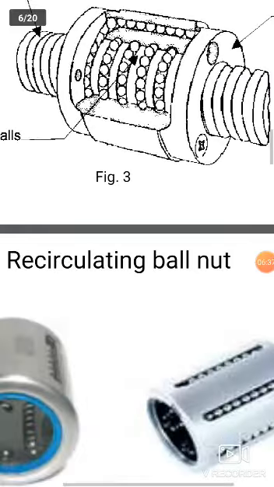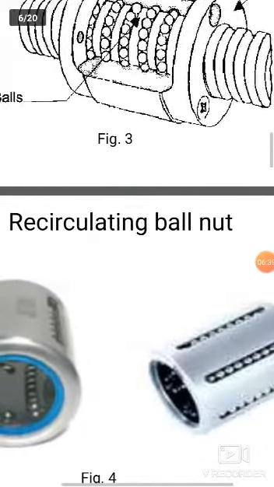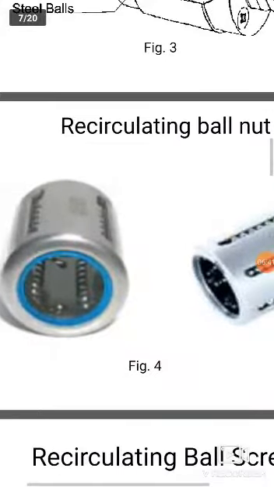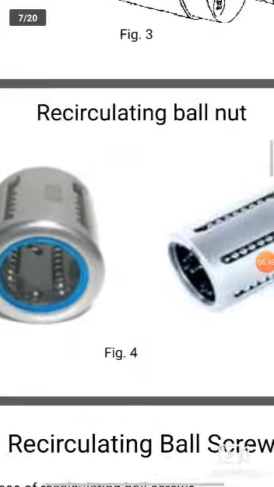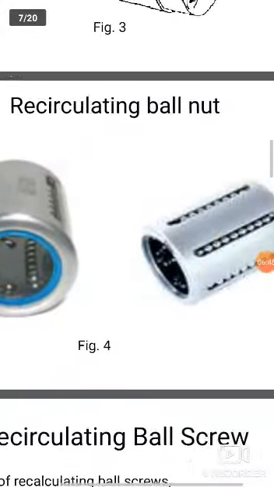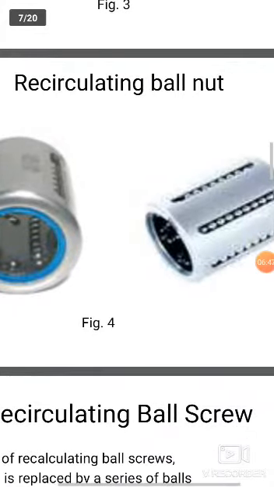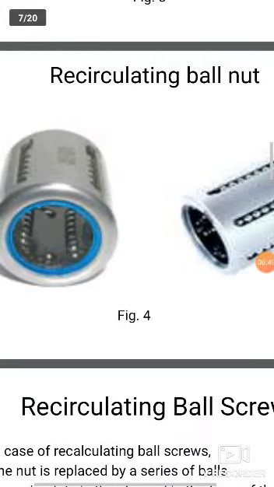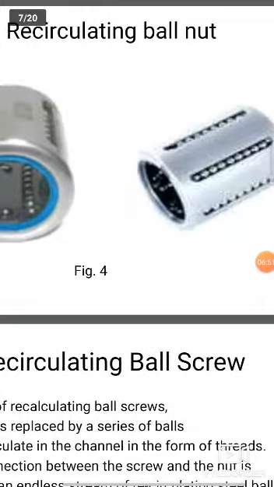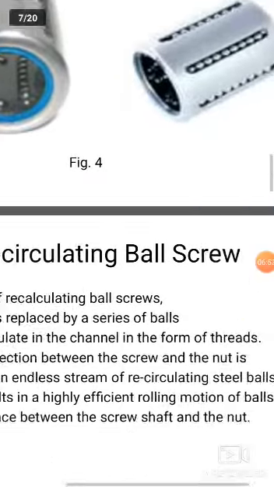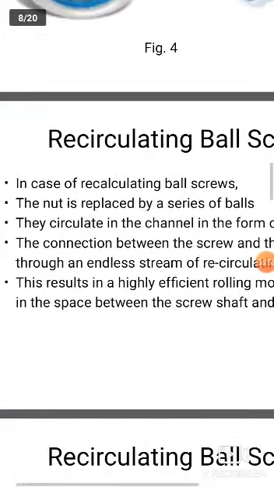Okay. So this is one picture of recirculating ball nuts. Inside it, this is the inner part. It is showing recirculating ball nuts. This is the nut of the recirculating type. See, this is inside the threading, here and there, and the nut also. So the nut is replaced by a series of balls. So it rotates, then goes on and hits the nut.